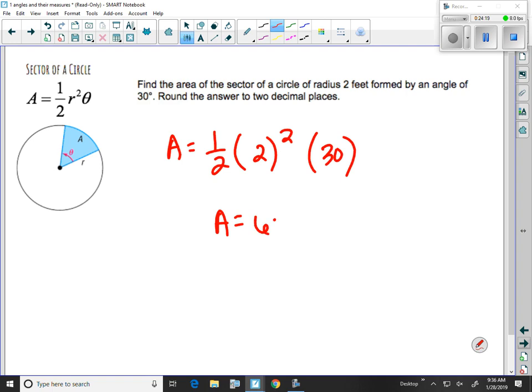Which is 60. Okay, now, for our measurement, is this degrees? We're talking about area. Can area be degrees? No. What's it going to be? Feet squared. Or we could write it like this: square feet. If we were doing volume, it would be cubed. But here we're going to have square feet.